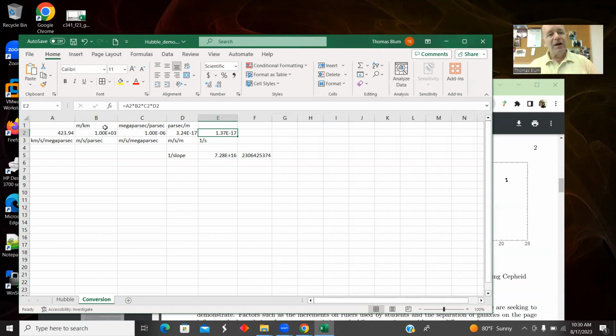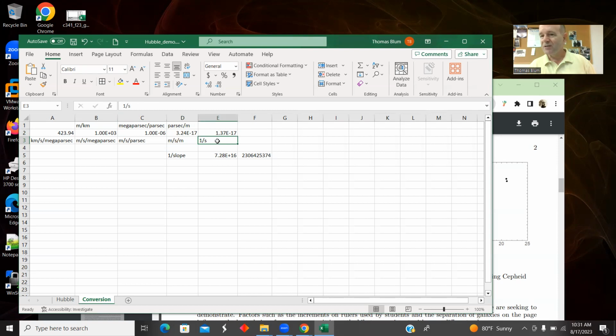My slope to get the kilometers into meters, to get the megaparsecs into parsecs, get the parsecs into meters, multiply that all out. And then I have this final result. And then those units, I got rid of the kilometers, then I got rid of the megaparsec and the parsec. And then finally I got it down to meters per second per meter, and the meters cancel, and it's just reciprocal seconds.